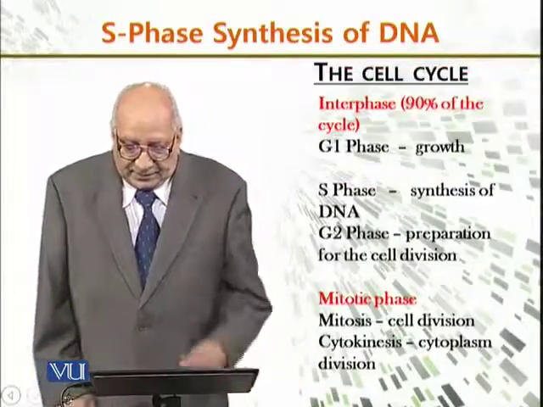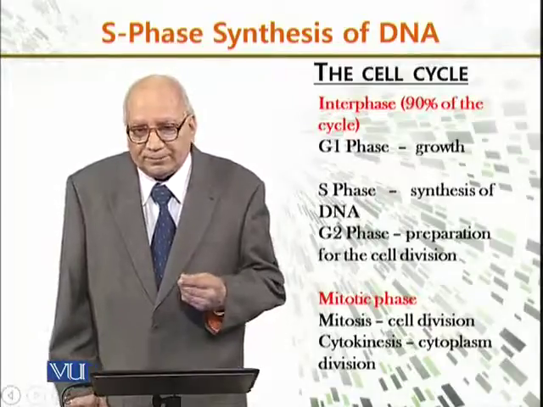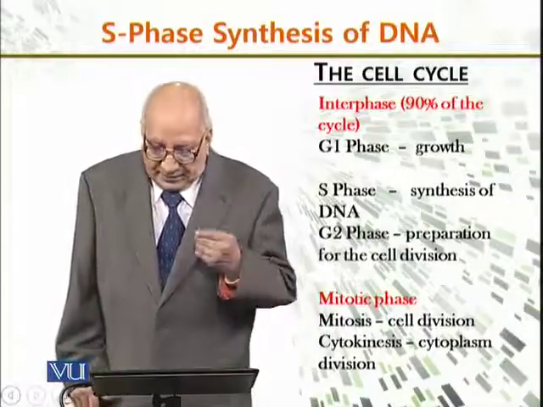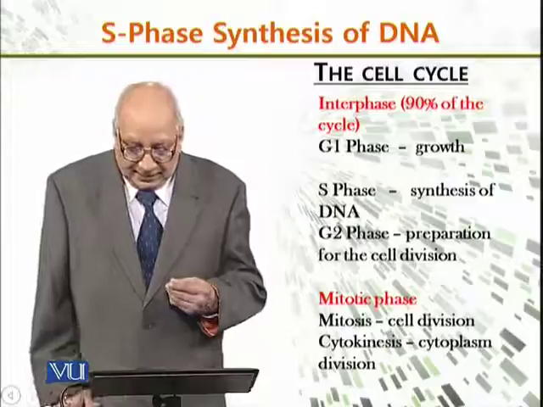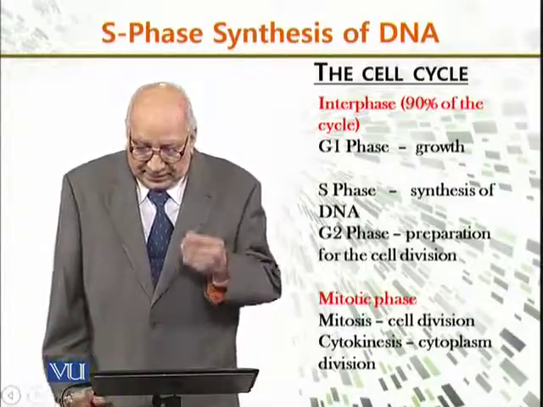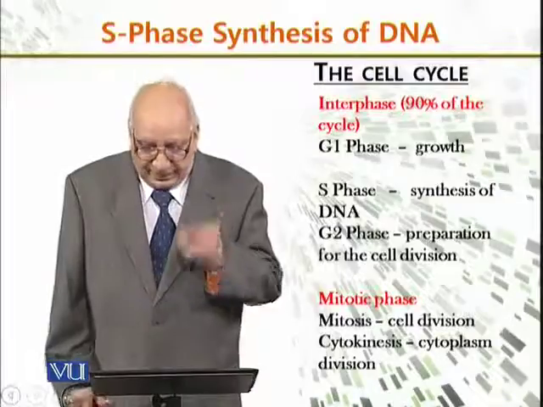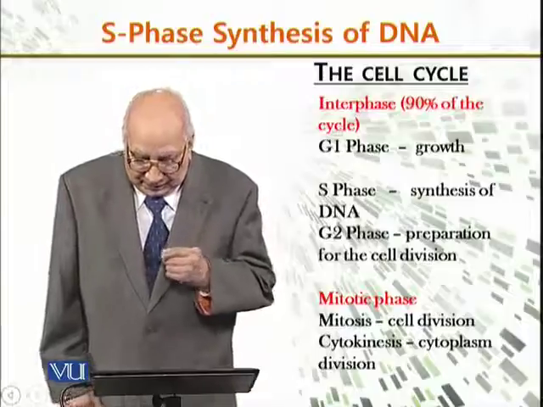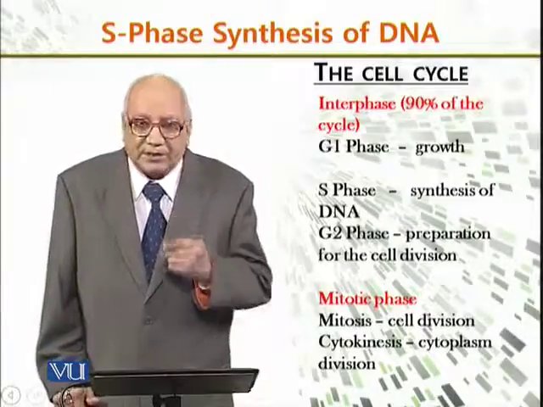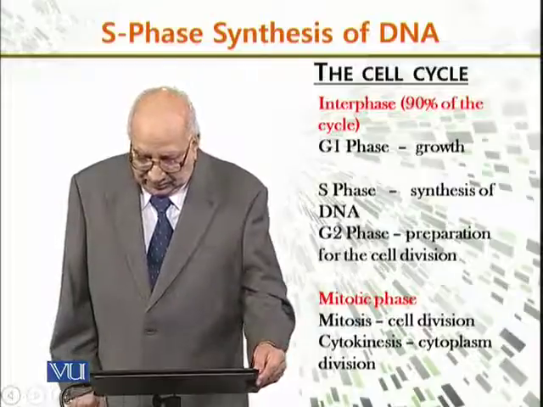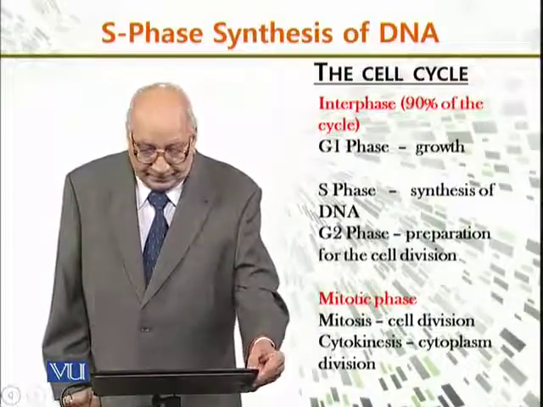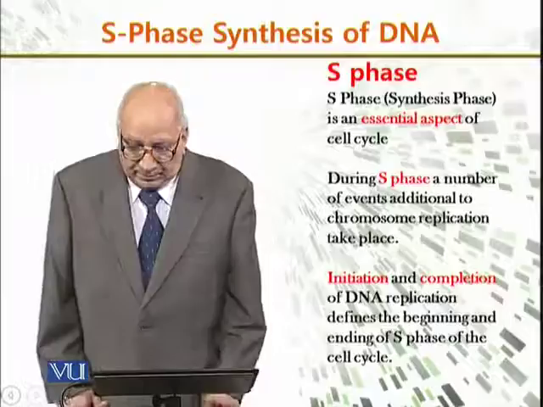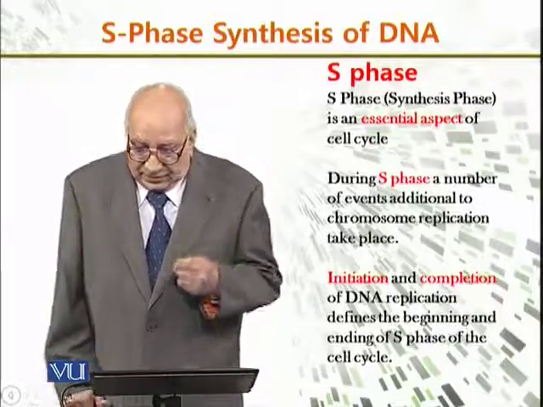The cell cycle: the interphase, which is the first phase, comprises about 90% of the cycle, and includes the G1 phase, which is a growth phase, then the S phase, which is the synthesis of DNA phase, and the G2 phase, that is the preparation for the cell division. Then starts the mitosis or mitotic phase, which is the cell division, and then cytokinesis, that is the cytoplasm division.